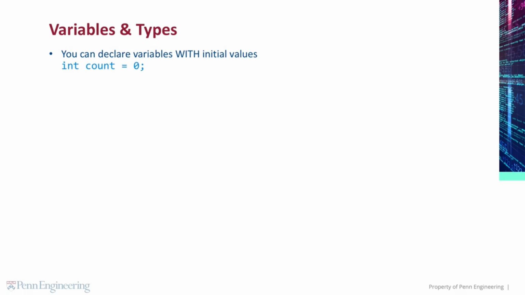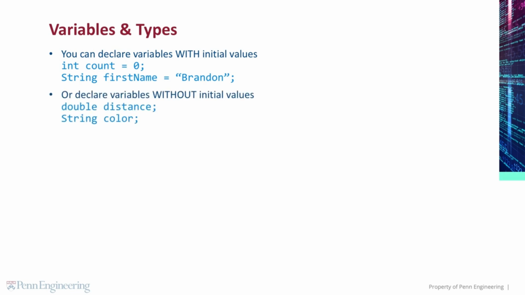You can declare variables with initial values. Here we define a variable count of type int with an initial value of 0. And here we define a variable firstName of type String with an initial value of Brandon.